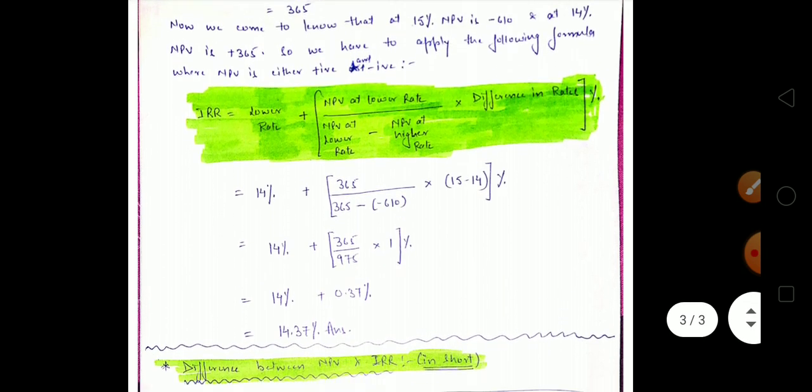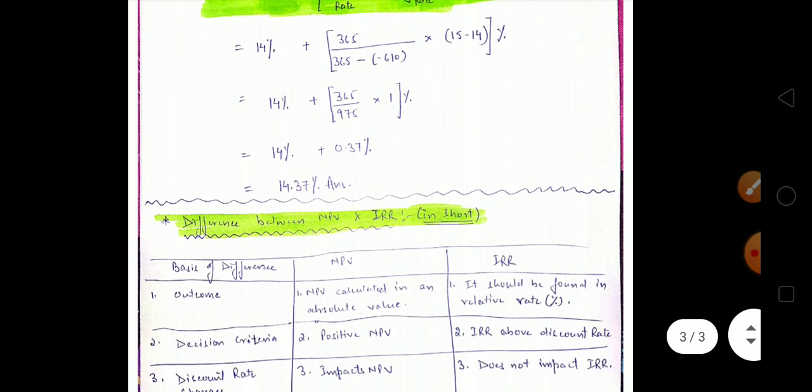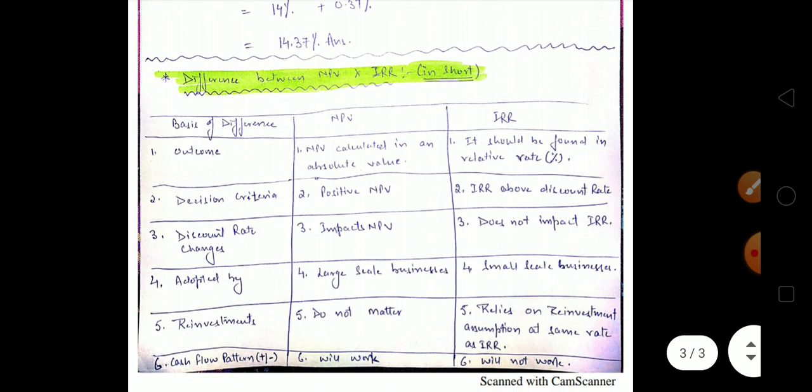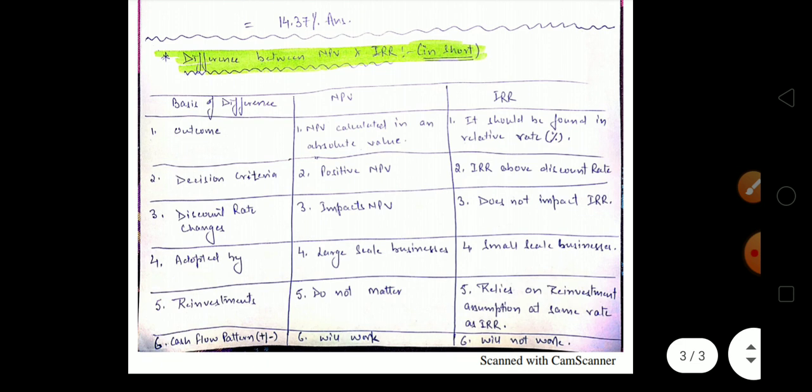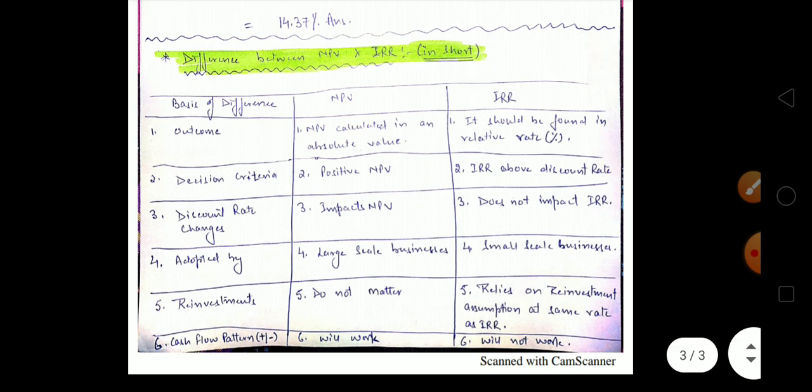Next we will discuss the difference between the internal rate of return and NPV. In short, there are basically 6 differences between NPV and IRR. NPV is calculated in absolute value, that is, in rupees, but internal rate of return is calculated in percentage. Decision criteria: NPV, the project should be accepted if NPV is positive. For internal rate of return, if the IRR is above the discount rate, then we will accept that project. Third point, impact when the discount rate changes: it will impact the NPV, but it does not impact the internal rate of return.